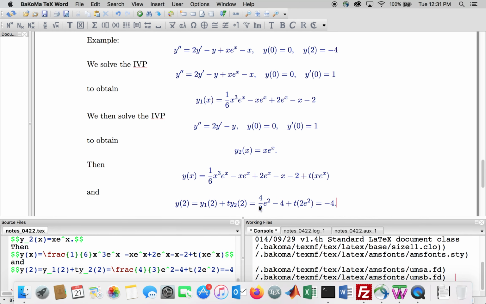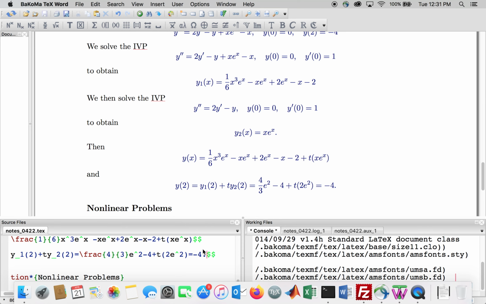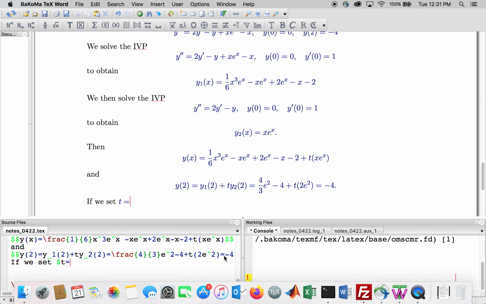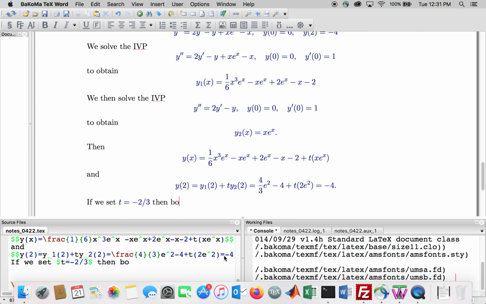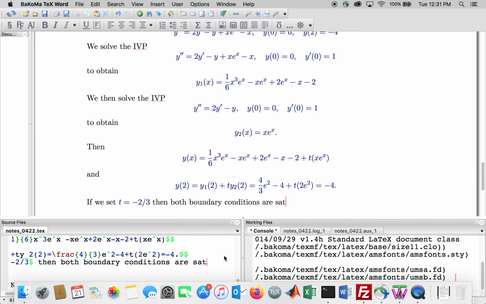So now this equation has to be solved for t. Now the minus 4s on both sides cancel out. I have a coefficient of e squared of 4/3 here and 2t here. So if we set t equal to minus 2/3, then we've satisfied the boundary conditions. That would cause this term to cancel out with this, because I have 4/3 here and minus 4/3 here, all times e squared. Only the minus 4 remains, which is what we're trying to match over here.